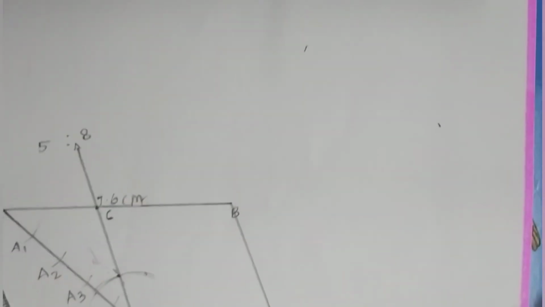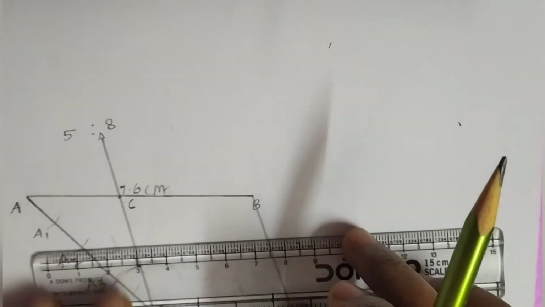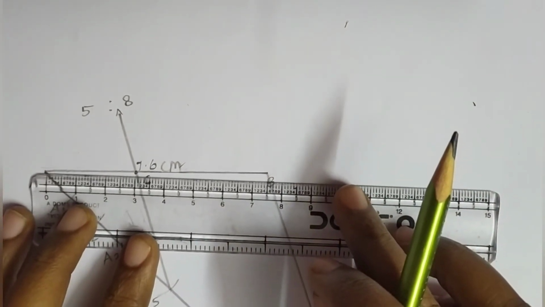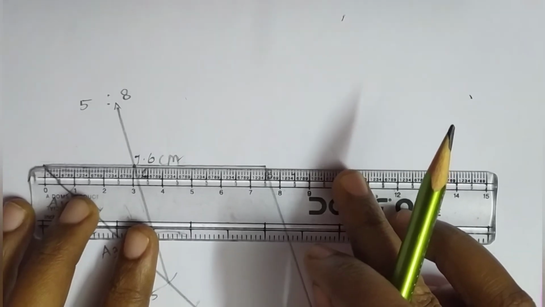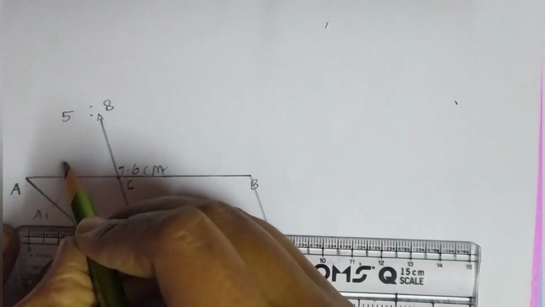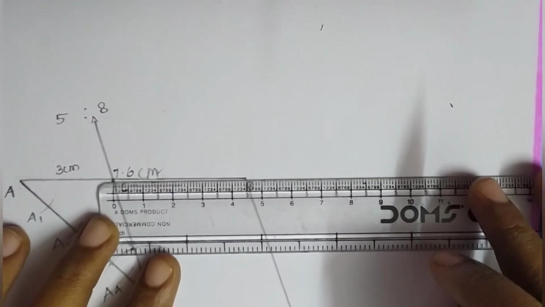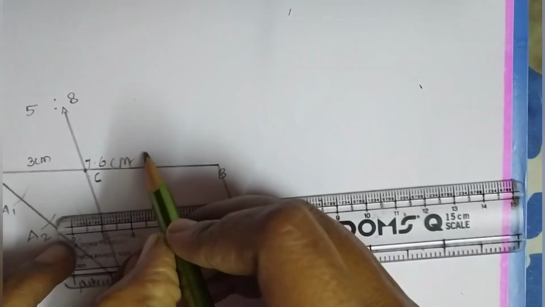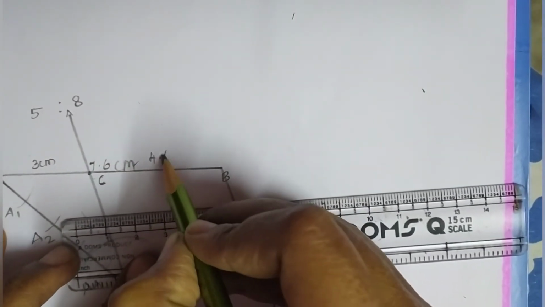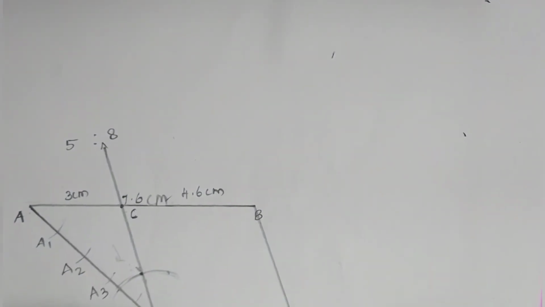In the ratio 5:8. The total length is 7.6 now. So it divides into 3 centimeter here and 4.6 centimeter here. So totally you got 7.6 centimeter.